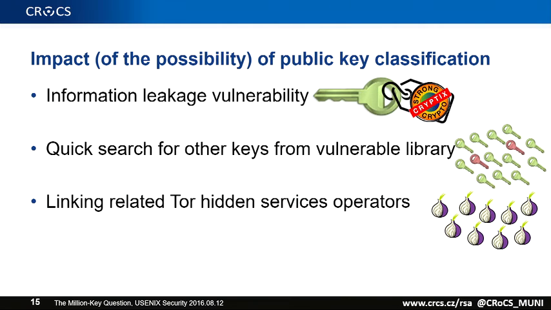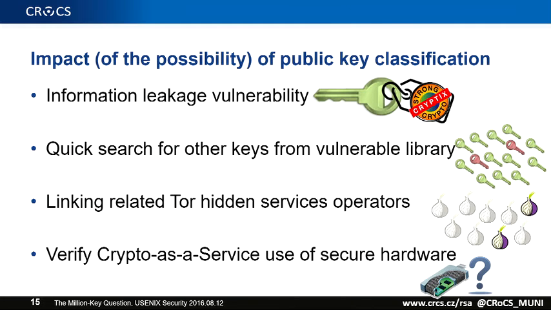This information leakage is also decreasing your anonymity set. So if you are operating a Tor hidden service, and for some strange reason you are not using the default client like all the others, maybe because you like to protect your private keys in secure hardware, then using this information disclosure vulnerability, some Tor hidden service operators can be linked together because they are using some very unusual sources.